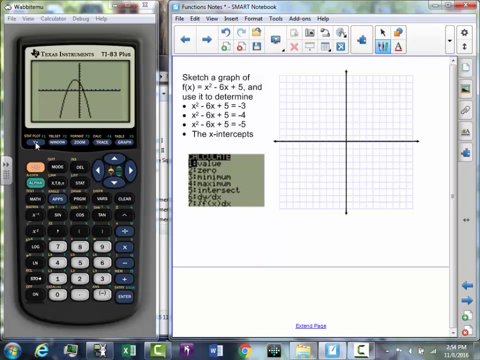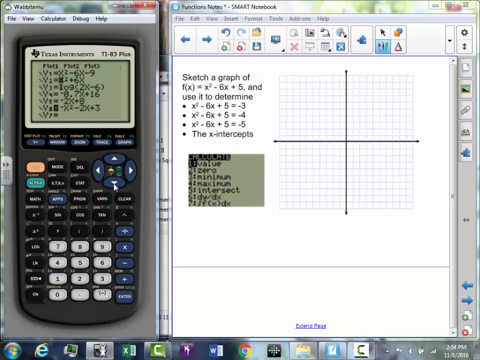So let's start by graphing this one. x squared minus 6x plus 5.